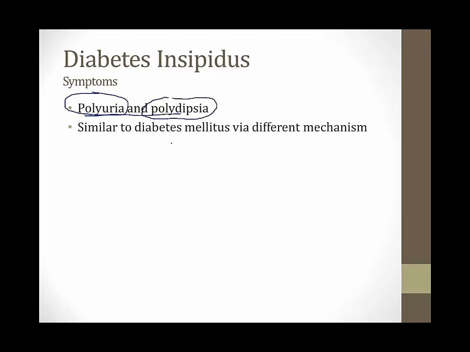And these are the same symptoms as diabetes mellitus. That's why it's called diabetes. Diabetes mellitus, as you may know, is caused by glucose in the urine. And years ago, when people tasted the urine of patients with diabetes mellitus, it was sweet. Therefore, they named it diabetes mellitus. The word mellitus means sweet. Diabetes insipidus, which has similar symptoms, although a completely different mechanism, had tasteless urine, and therefore it was called diabetes insipidus. The word insipid means lacking taste.